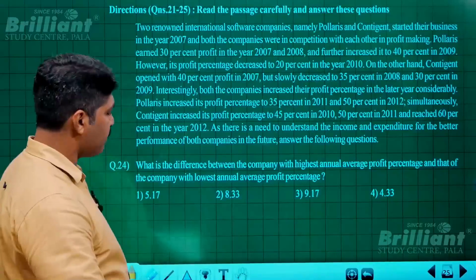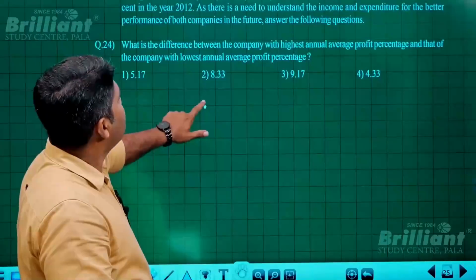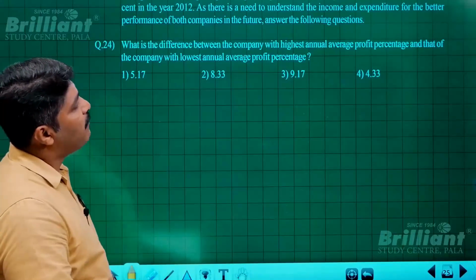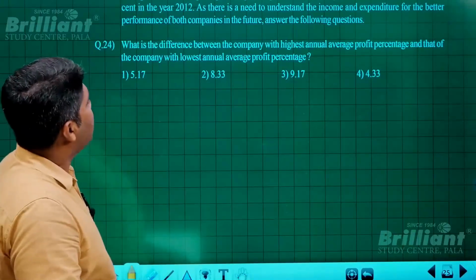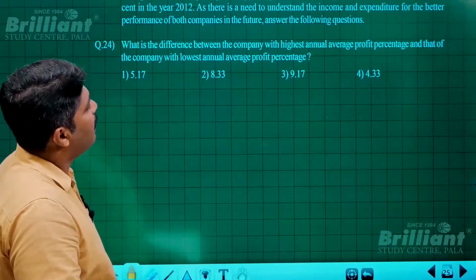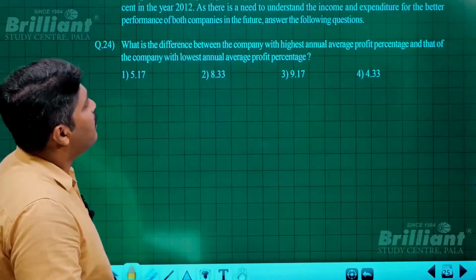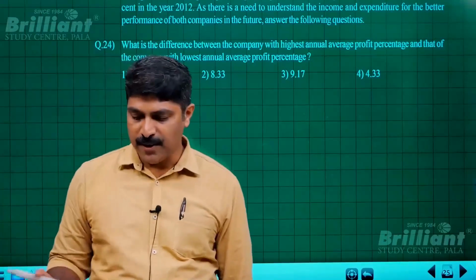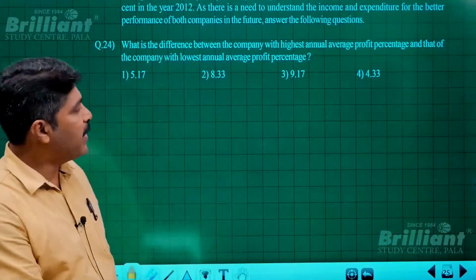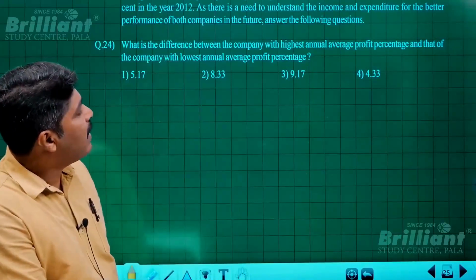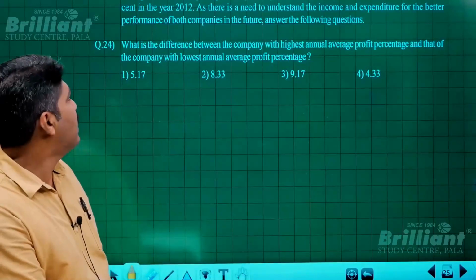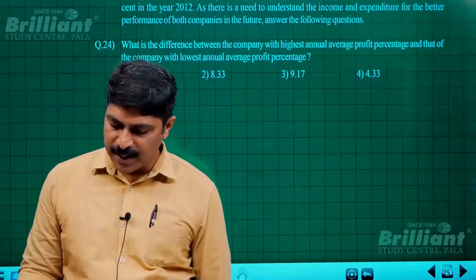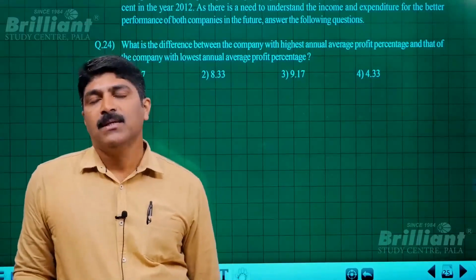And the second last question: what is the difference between the company with the highest annual average profit percentage and that of the company with the lowest average annual profit percentage? It's a percentage-wise difference we have to consider. But we have to find out the profit percentage of both the companies. So how to do it?